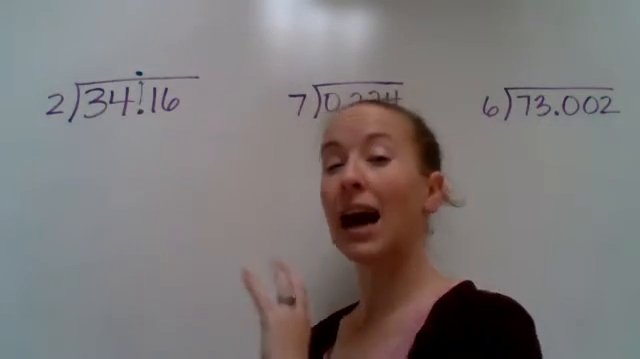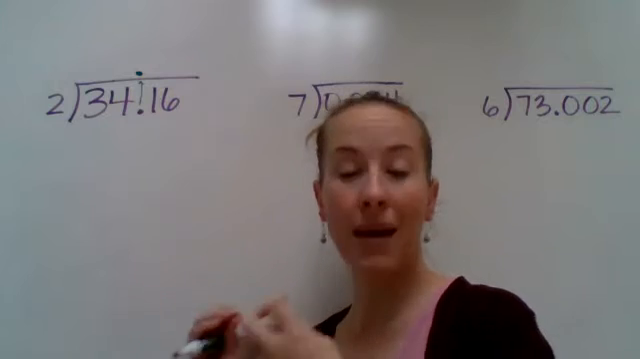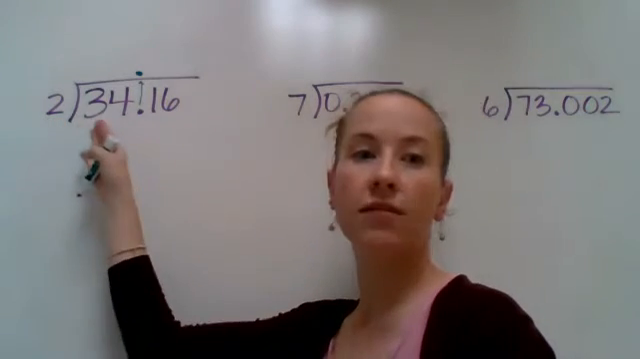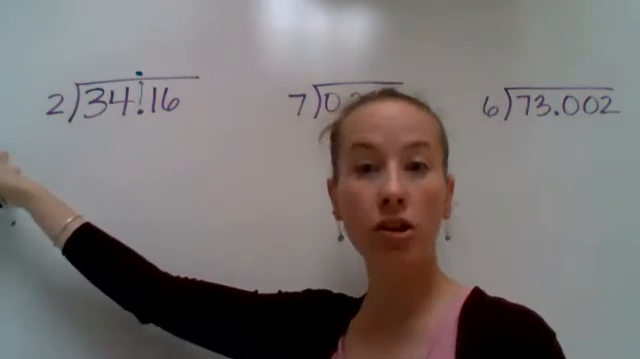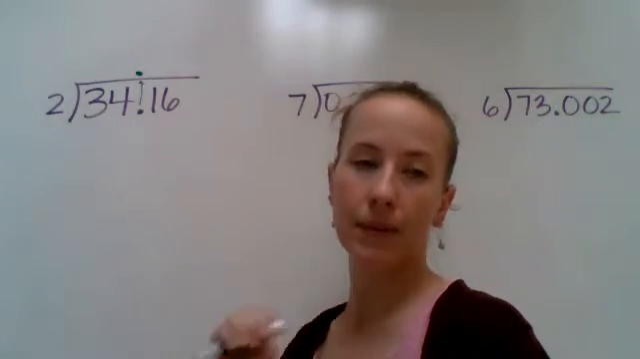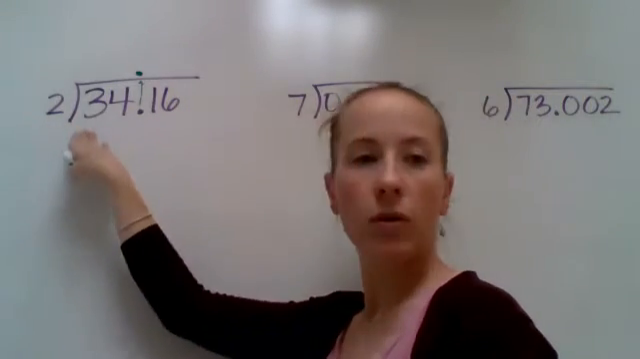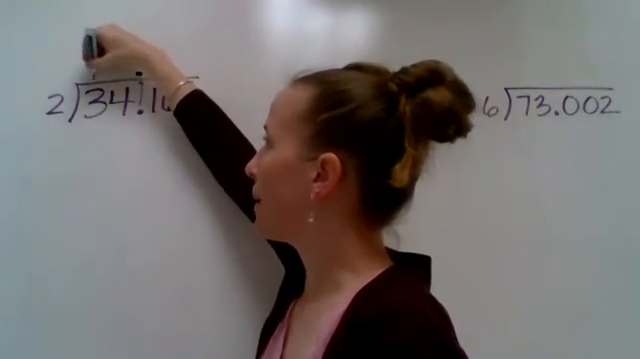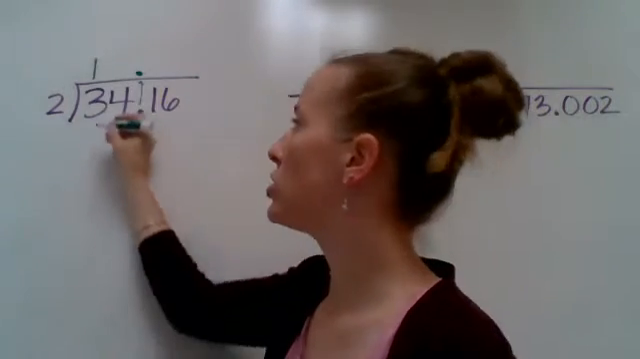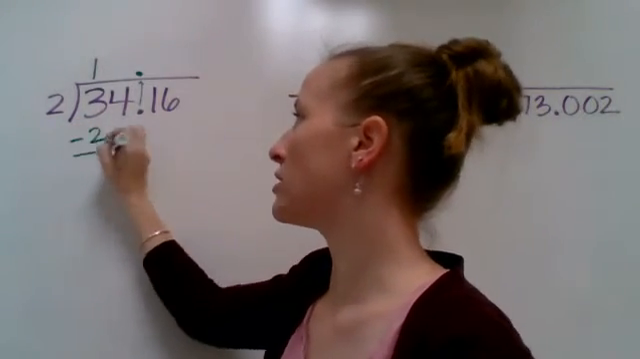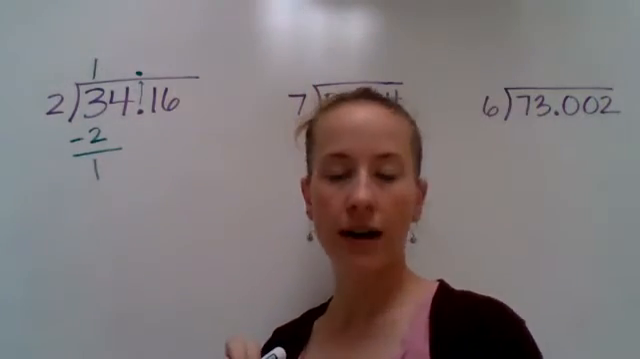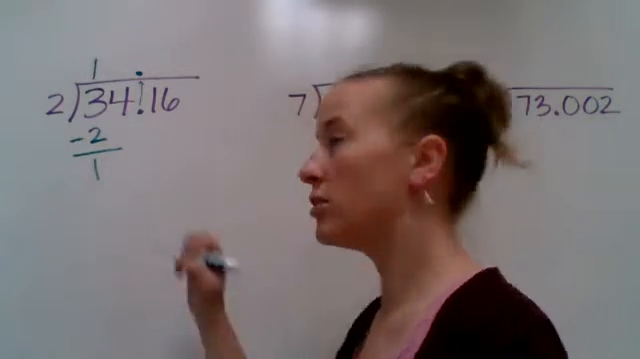Now that I have my decimal ready, I'm going to ignore it when it comes to the math steps. So I'm going to just divide 3416 by 2 and put my digits up top in my answer. So how many 2's go into 3? I know that it goes in 1 time. 1 times 2 is 2, and 3 minus 2 is a remainder of 1. Let's bring down our next digit and continue to divide.